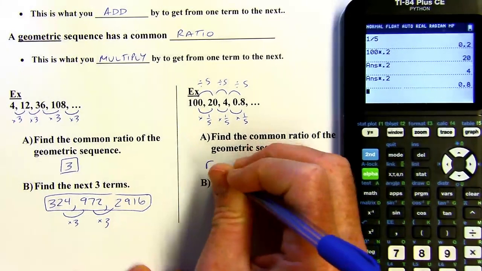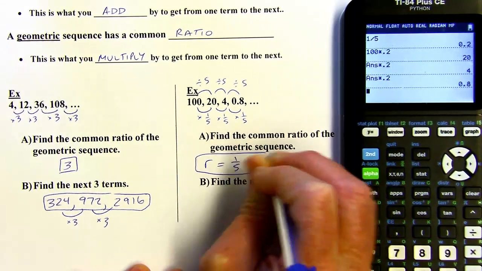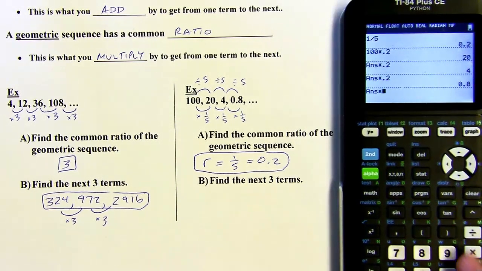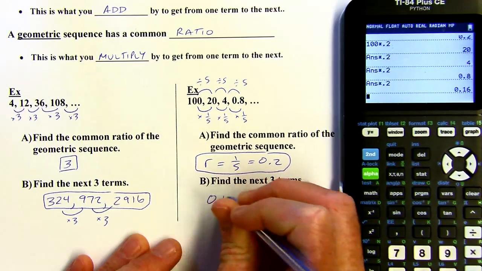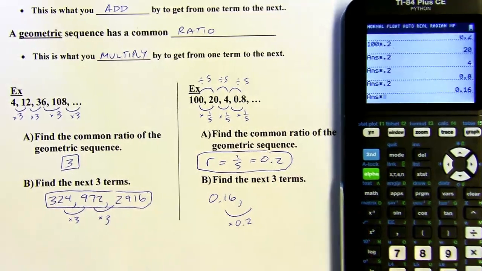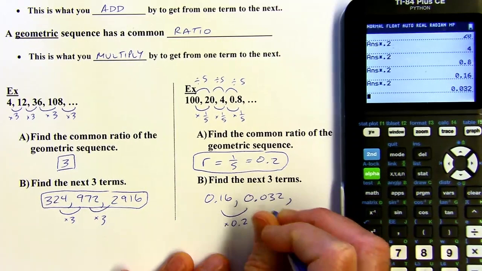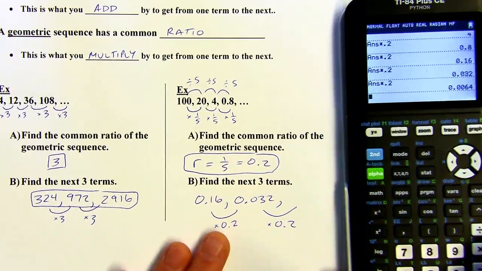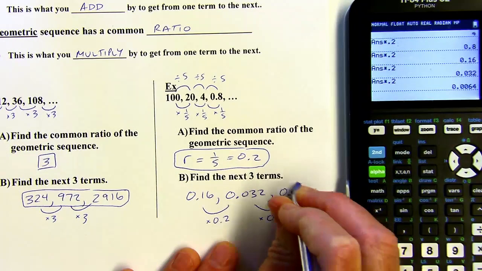So my ratio, I could say, is 1/5, or as a decimal, 0.2. Either way is fine. Okay, and then the next 3 terms. So I'm starting at the 0.8, which I already have on my calculator, and multiplying by 0.2 again. I'm going to do this as a decimal, but you could also do a fraction. So I've got 0.16, and then I'll multiply by 0.2. And one more round of multiplication. And I've got 0.0064. There's my next three terms.